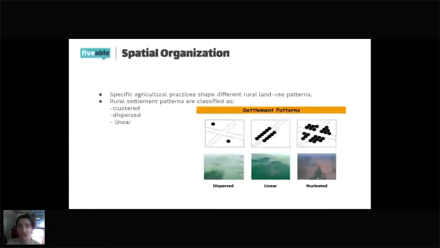Nucleated means like clustered. It's like nucleus. I guess it comes from the word nucleus. Nucleus is the main center of something, like the nucleus of the cell is the center of the cell. So they are centered around a nucleus, if that makes sense. I guess this is where the word comes from.